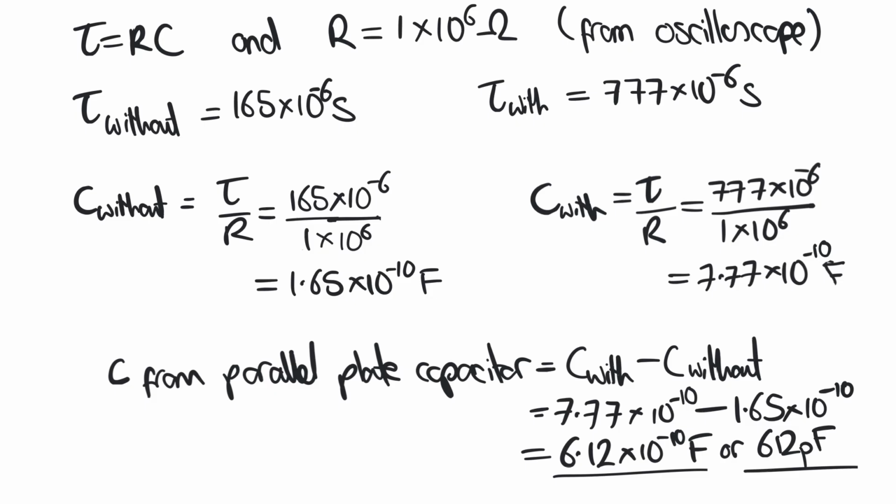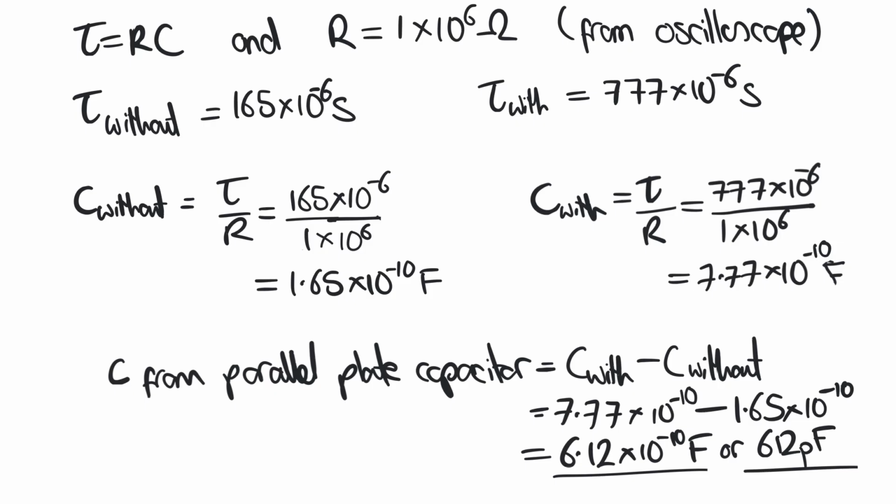And with the parallel plate capacitor, once again, I can divide the time constant by the resistance, which gives me 7.7 times 10 to the minus 10 farads. And then I can find the capacitance of just the parallel plate capacitor from the difference between those capacitances, which gives me 6.12 times 10 to the minus 10 farads, or 612 picofarads.